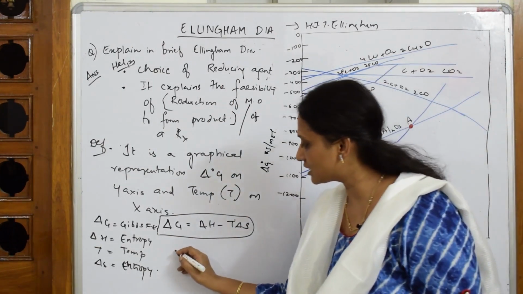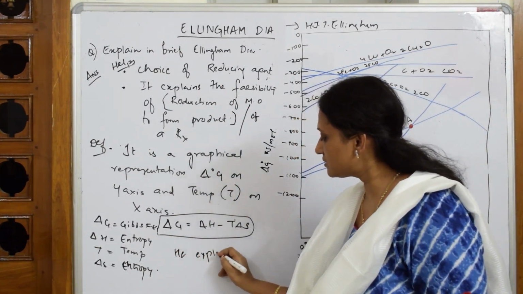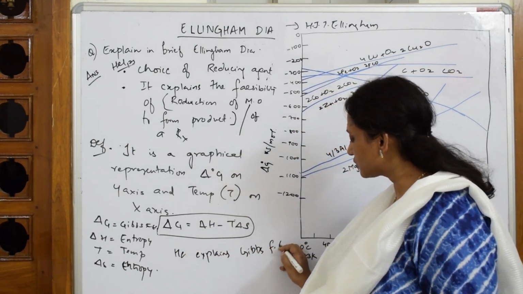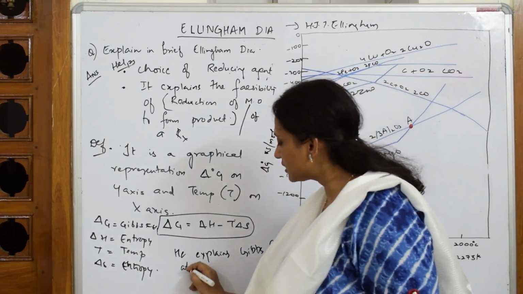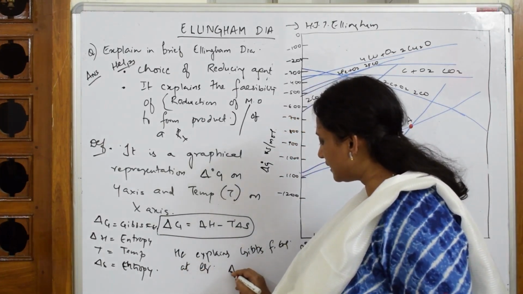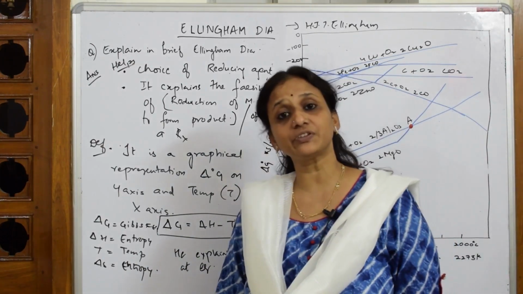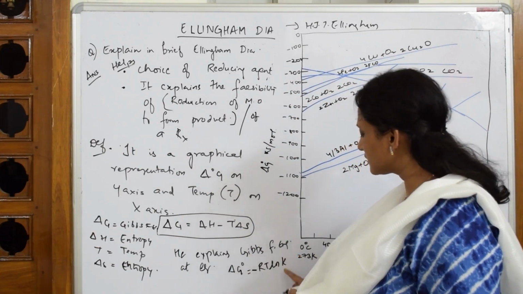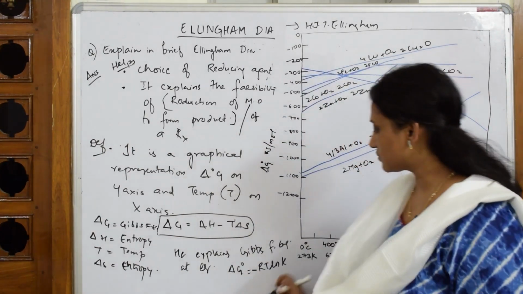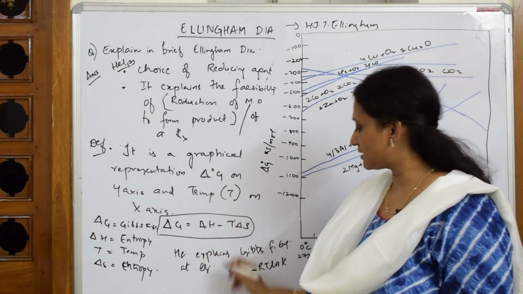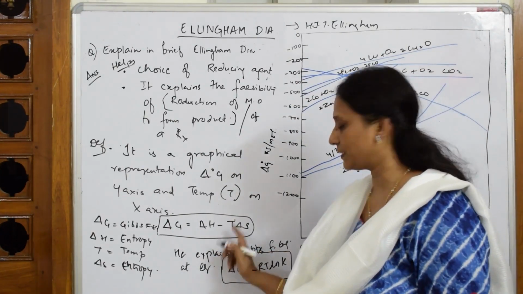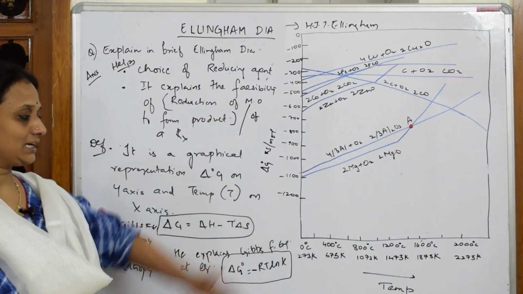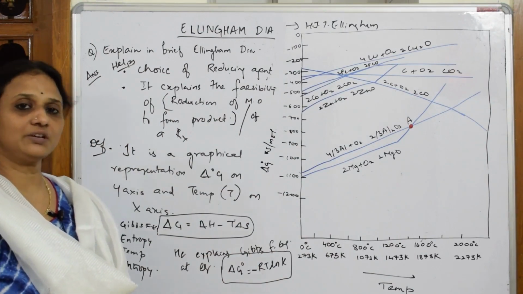So just write, he explains Gibbs free energy at equilibrium. What is at equilibrium? We are going to represent it as delta G naught. Delta G naught is the Gibbs free energy at equilibrium, right? Which is equal to minus RT ln K. K is the equilibrium constant. Yes, this is your Gibbs free energy at equilibrium, at that particular temperature you've noted. So this is the basic thing of the Ellingham diagram. I'll meet you again with one more important concept, how to explain Gibbs free energy.